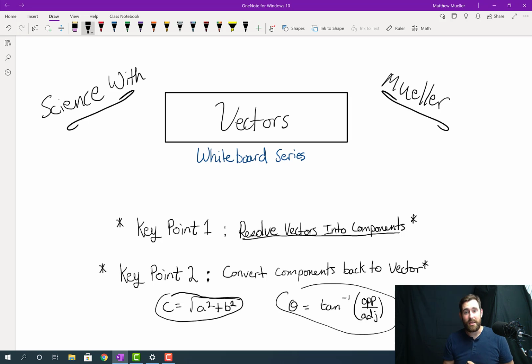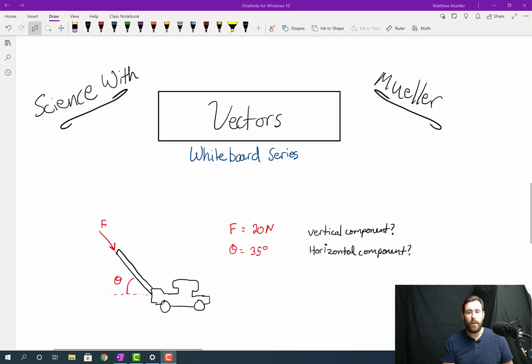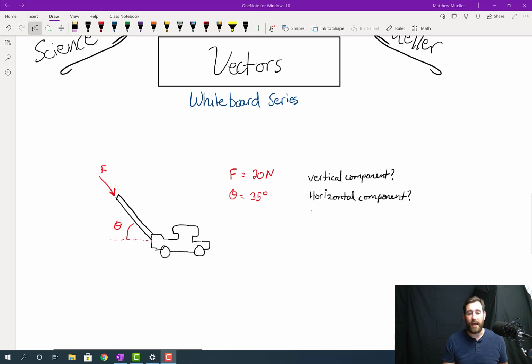So let's get into some examples. All right, so we're going to start off with some vector components. So here we have a lawnmower. You're pushing on the lawnmower with 20 newtons of force at an angle of 35 degrees. So how do we take that lawnmower and turn it into vertical and horizontal components? Here's how we're going to do that.